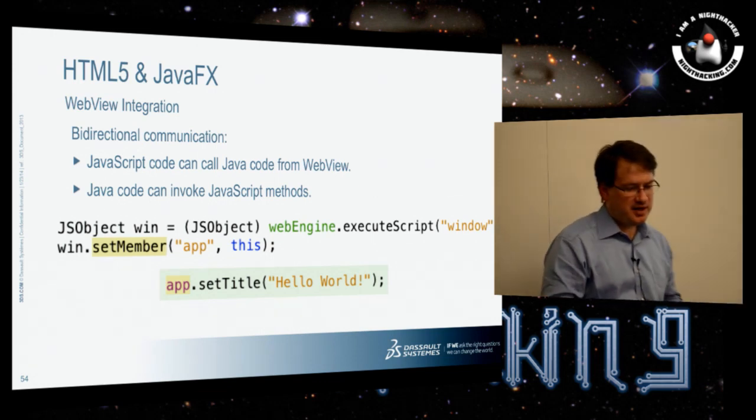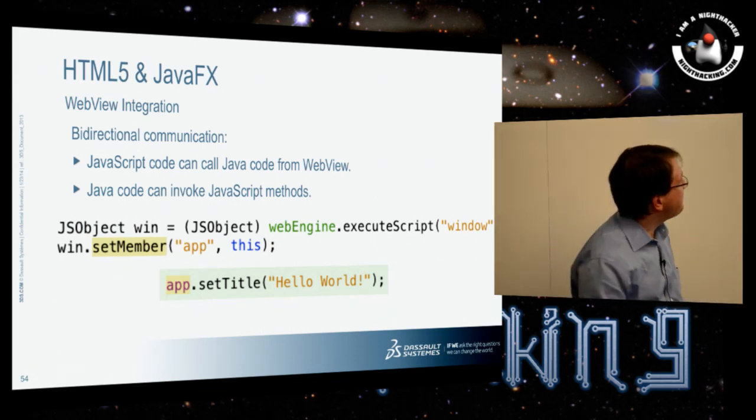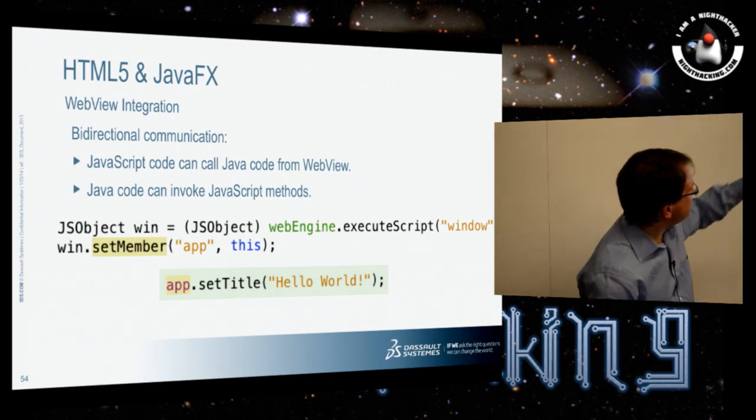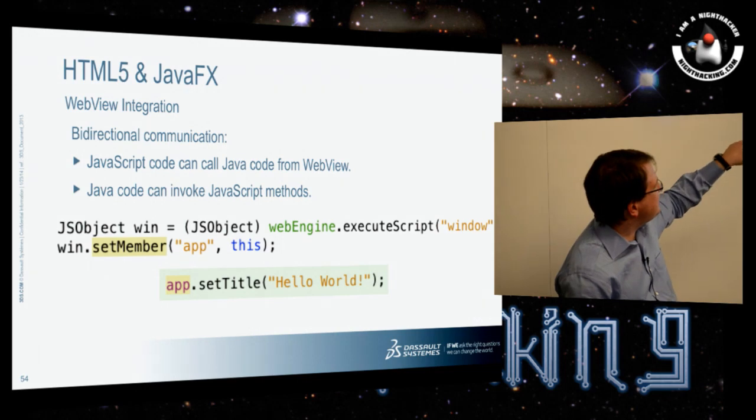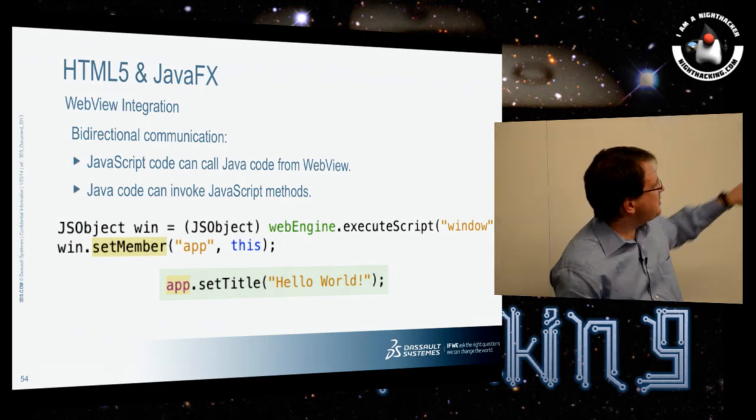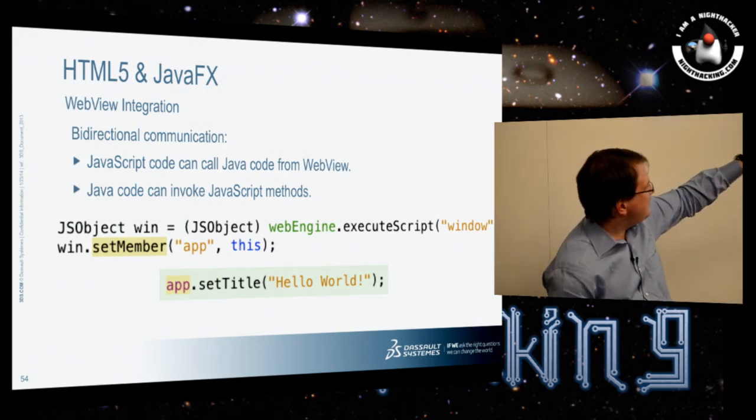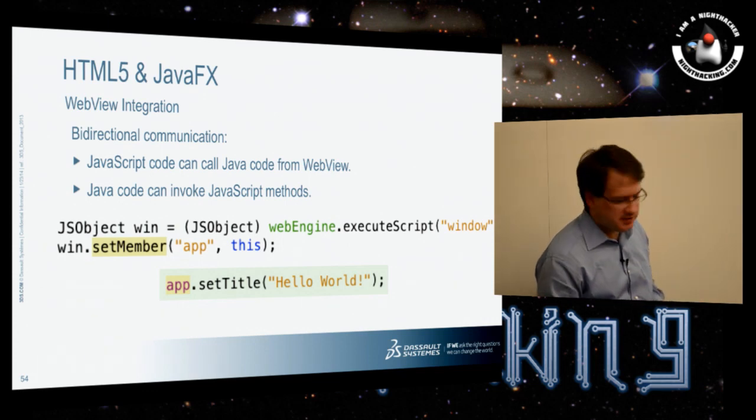In this case, I've actually created an example where I'm talking from Java code to JavaScript code. I'm getting the JavaScript object from the web engine, and then basically calling this object over there.